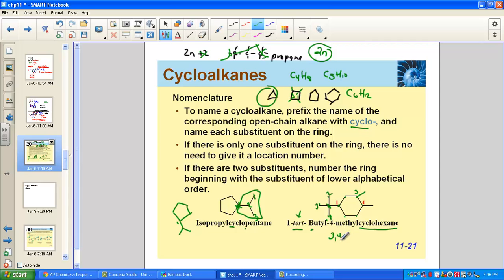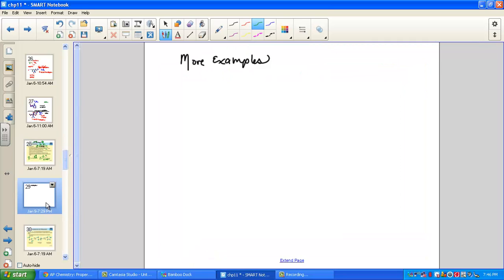But now I'd have 3,4-dimethylcyclohexane. So commas if we have more than one in a row there. Alrighty. So let's just take a quick practice and try some more examples of naming cyclic structures. And I'm just going to pull from the bottom of page 333.